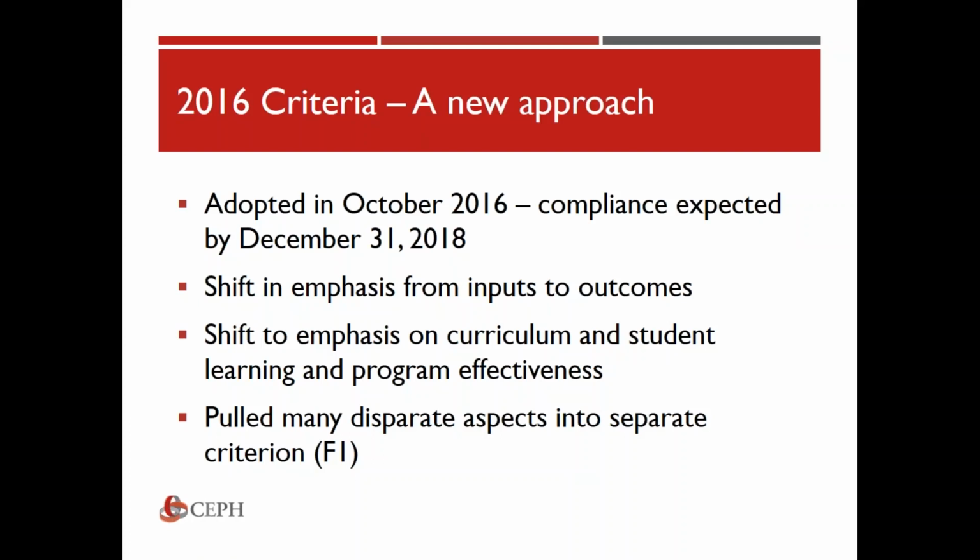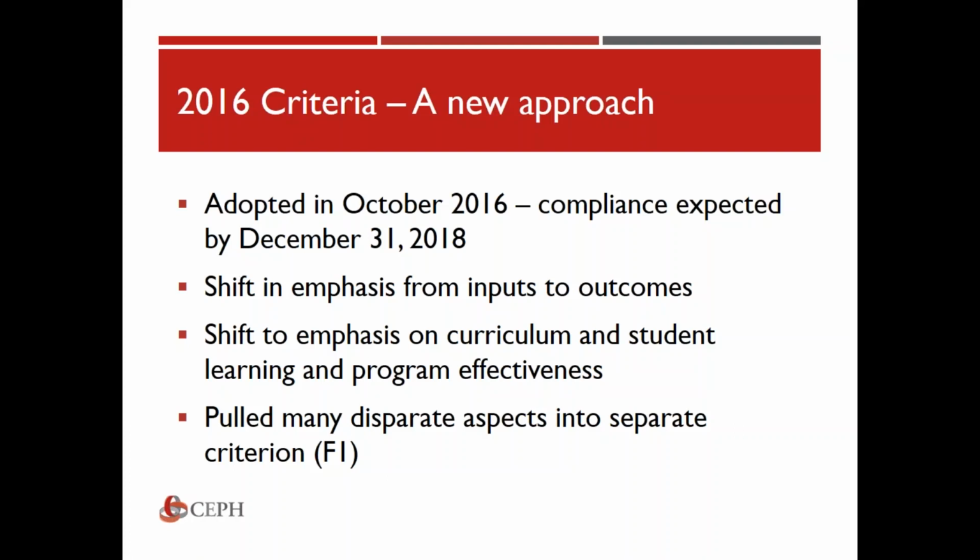So something that you probably have heard about if you're at all familiar with CEPH accreditation is that we adopted new criteria in 2016. Criteria are sort of another word for standards, but they're interchangeable. So while PHAB uses standards, we use criteria. And all of our schools and programs are expected to come into compliance with the new criteria on December 31st, 2018. And we've made several important shifts that I think are relevant here.